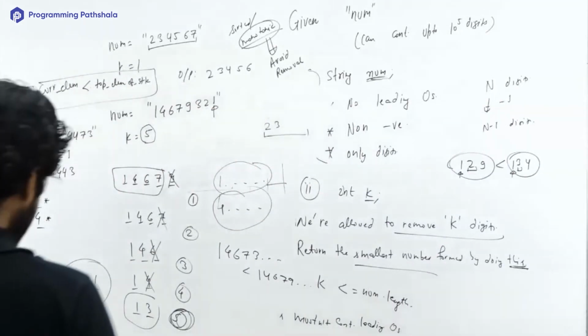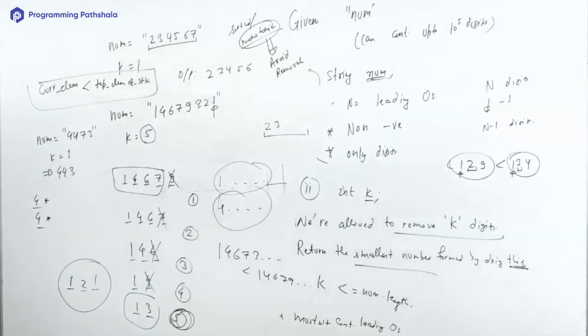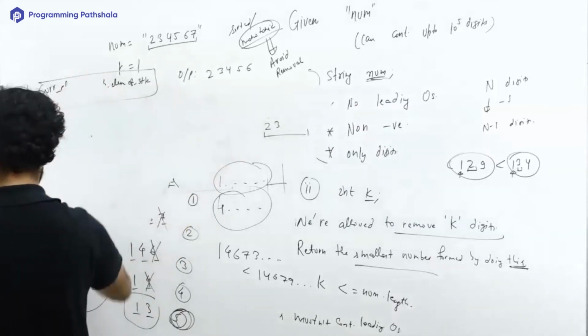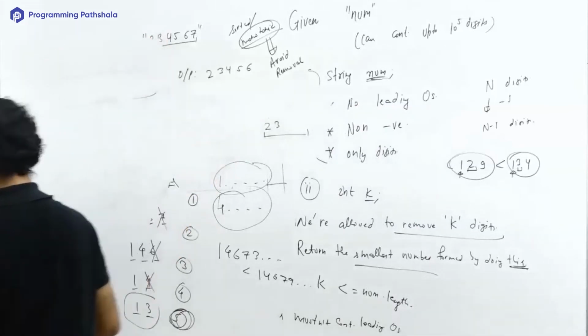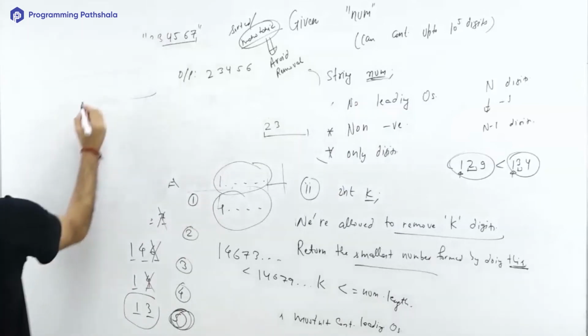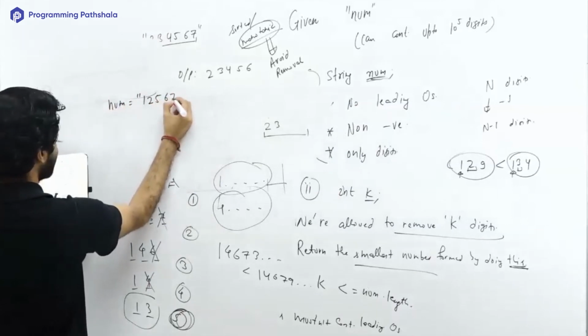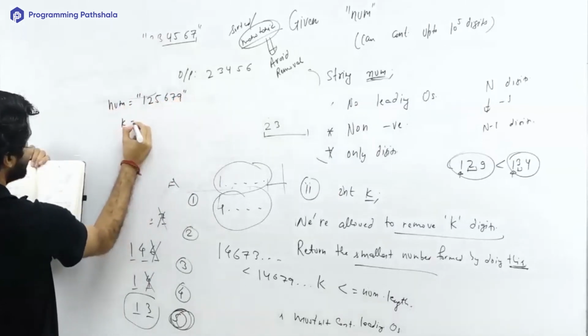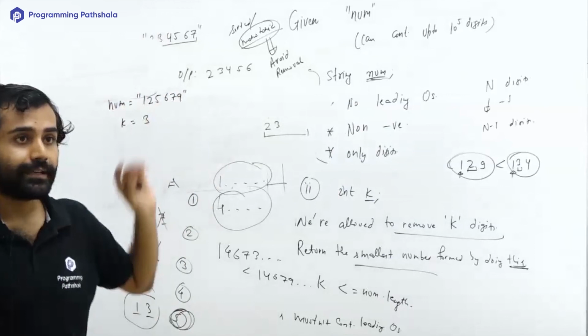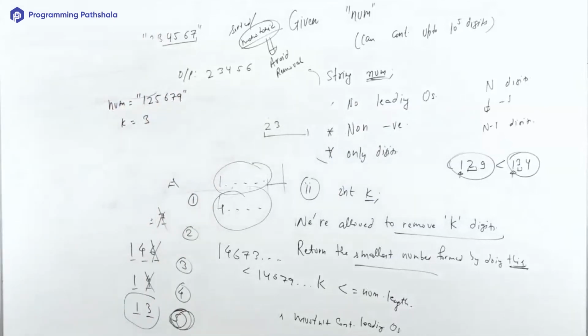Not necessary, right? In fact, we can take a very easy example over here. So let's say you have been given a number num, which looks like 1, 2, 5, 6, 7, 9, and k is equal to 3. Tell me, if you use stack-based logic, will you pop any item? Will you pop any item from the stack in your stack-based logic? The answer is no. Why?